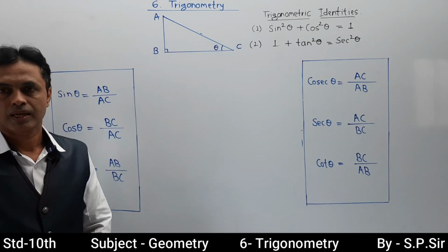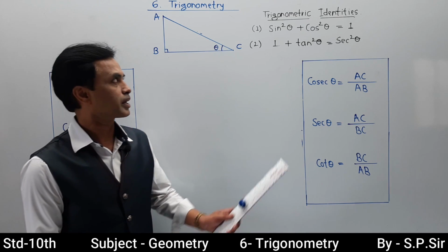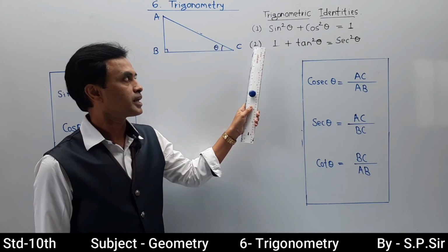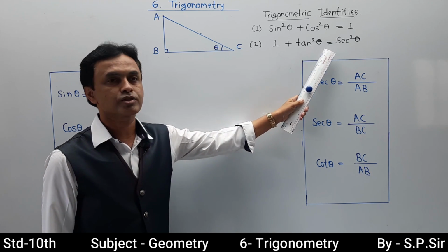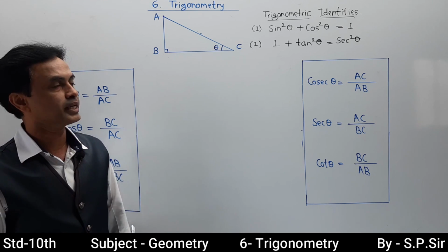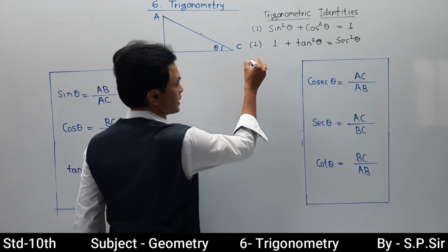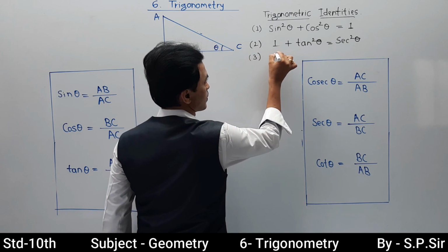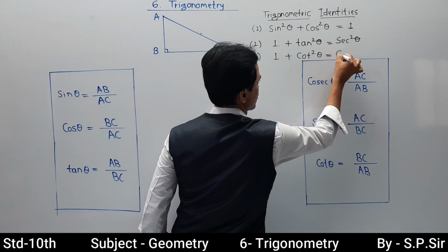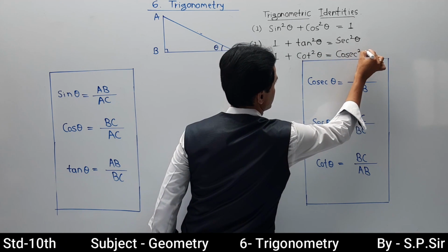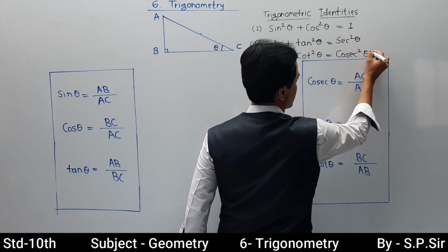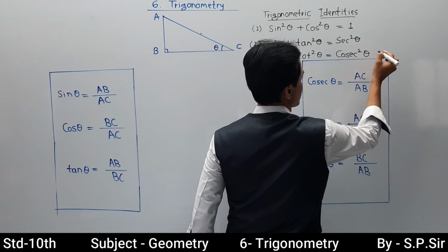Now already in a previous lecture we have completed the first property, that is sin square theta plus cos square theta is equal to 1. Second property is 1 plus tan square theta is equal to sec square theta. And the last property that we are going to complete in terms of identities, the third identity, is 1 plus cot square theta is equal to cosec square theta. So your property becomes 1 plus cot square theta is equal to cosec square theta.